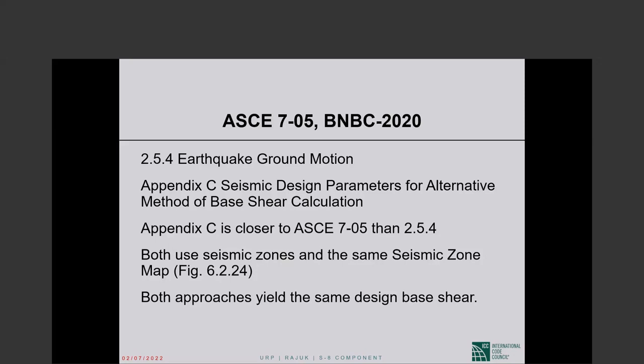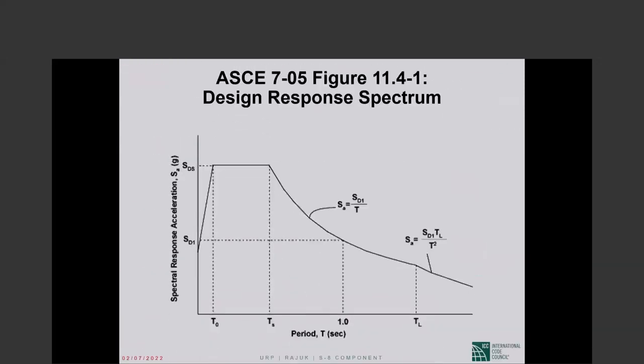Both approaches yield the same design base shear. That is extremely important. It is not that you are getting different designs. Both approaches yield the same design base shear. Now, AC705, and I will go back and forth during the course, hopefully. I have used blue for BNBC, black for AC7. Hopefully, it will keep you from getting confused. And the titles always say which document we are with.